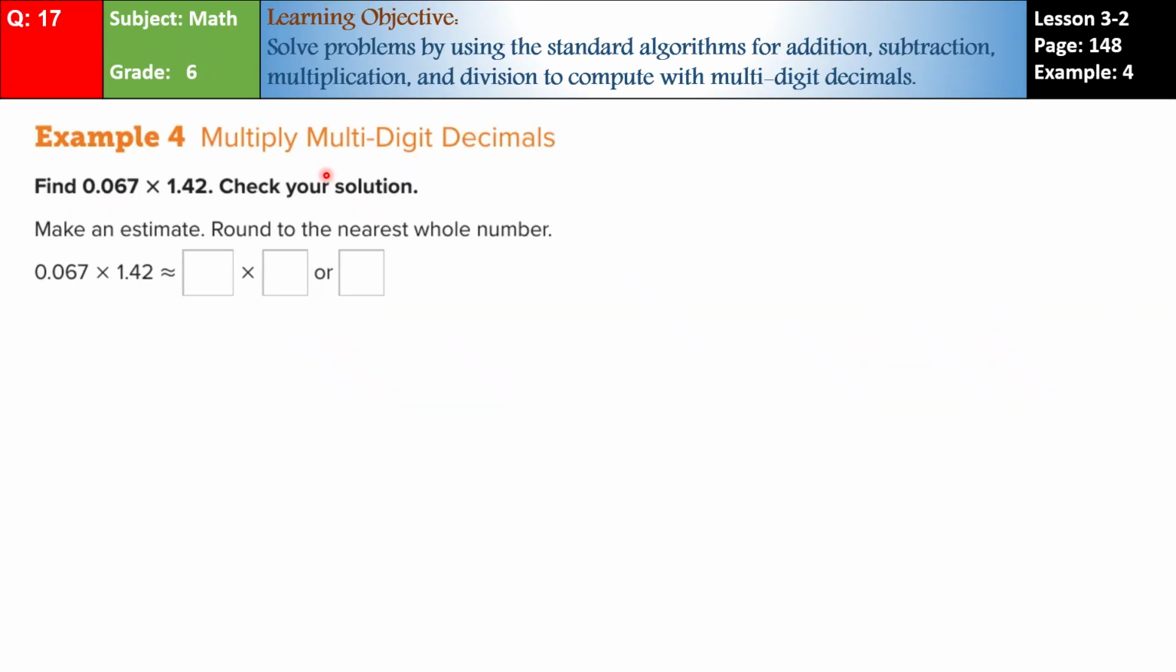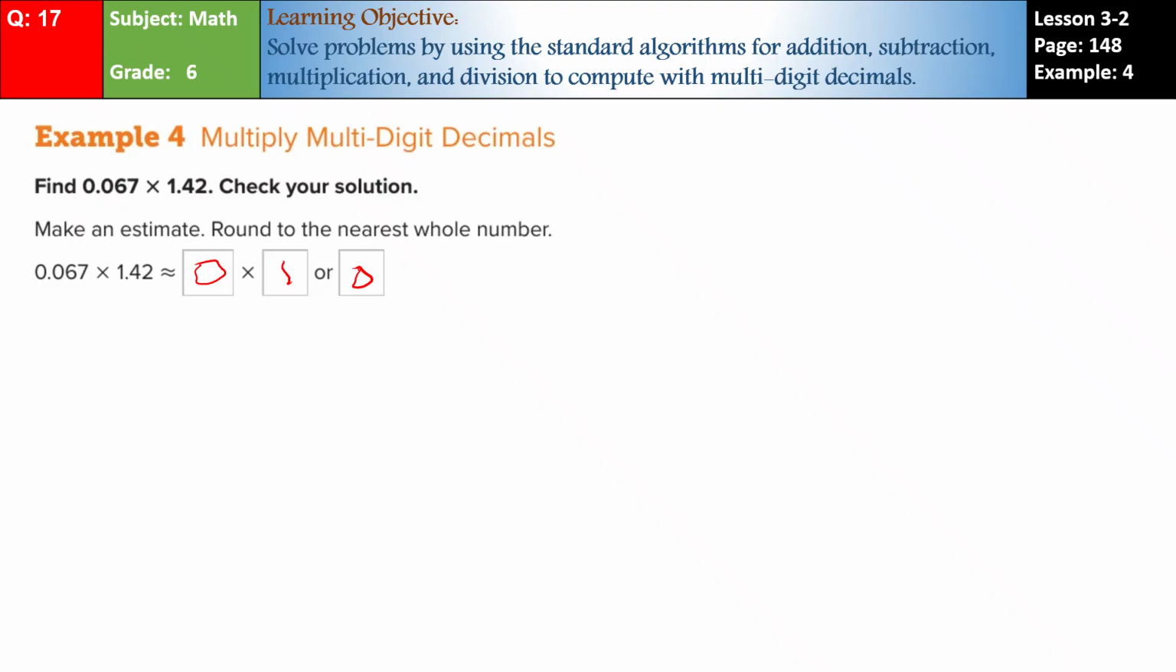Now we are going to multiply a multi-digit decimal with another decimal. What do we have? 0.067 multiplied by 1.42. First they tell you to write an estimation. 0.067 is closer to 0. 1.42 is closer to 1. 0 multiplied by any number gives you 0.